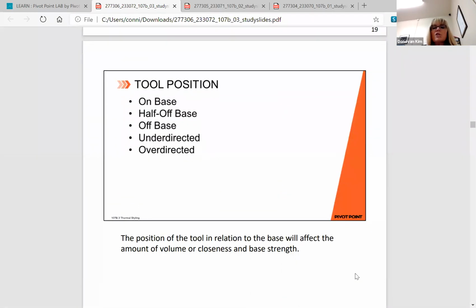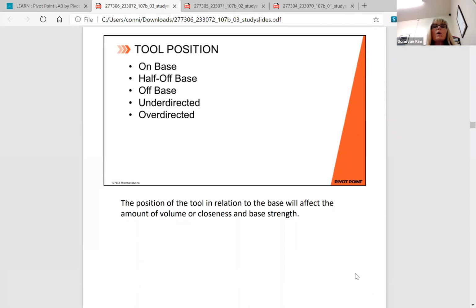So our base positions, or our tool positions, we're going to have an on base, a half off base, an off base, and an over directed. Okay, so these are the ones that we've been talking about.